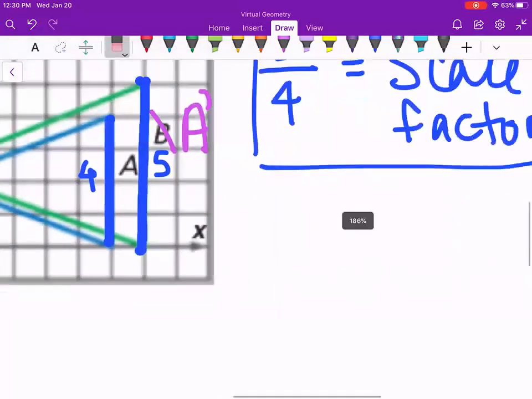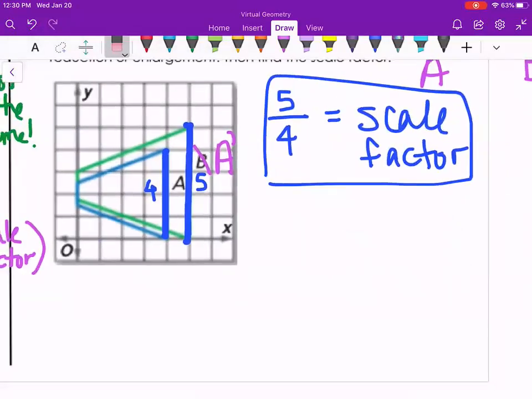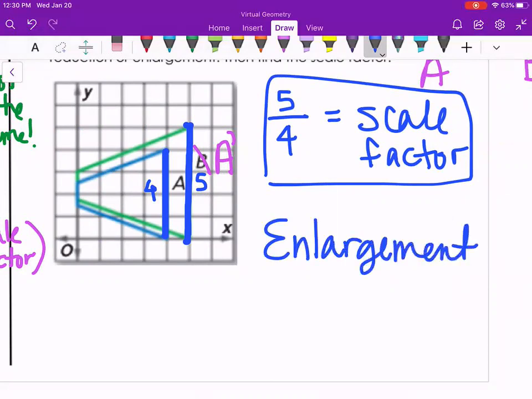All right, so again, that is our scale factor. This scale factor is bigger than 1. Which means this is an enlargement.